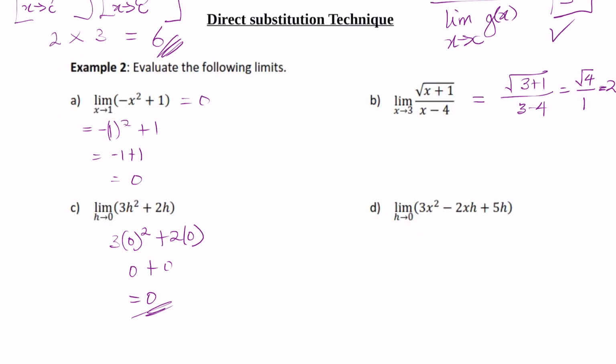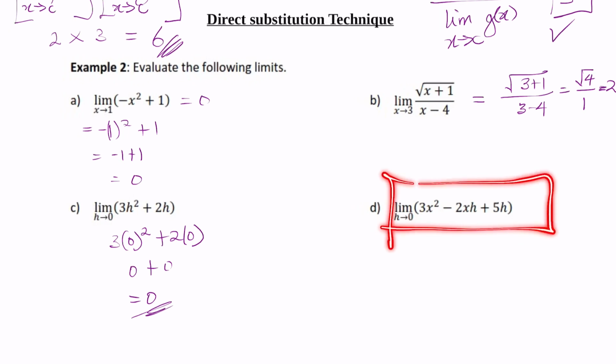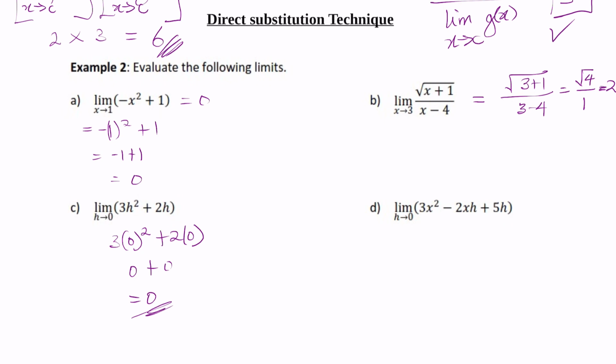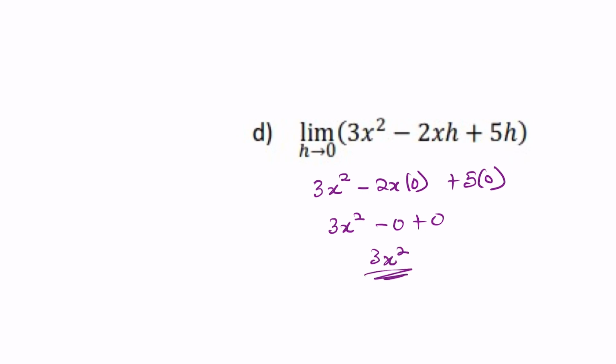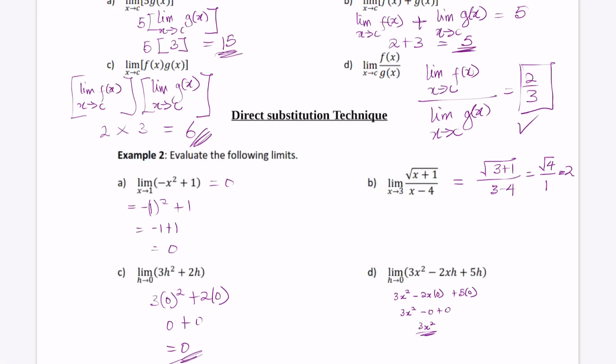Number D. So we're going to use direct substitution to solve this. Wherever we see h, we are going to substitute 0 in place of h. This will give us 3x squared minus 2x times 0 plus 5 times 0. And this gives us 3x squared minus 0 plus 0, which gives us 3x squared. So this is how to use the method of direct substitution to solve this kind of question.